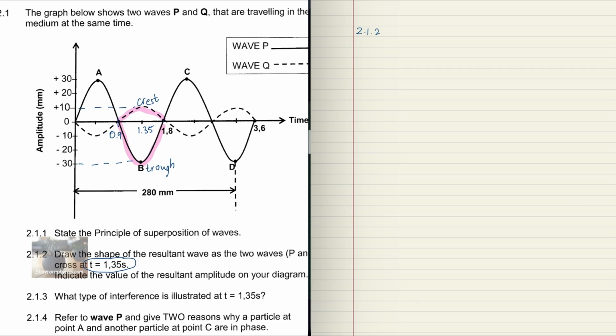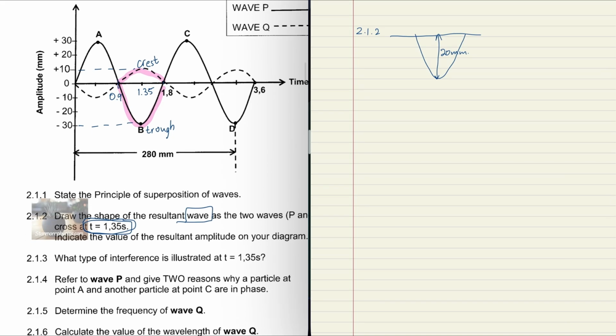So when we draw our answer for 2.1.2, because this side is larger, we are going to have a single pulse that's going to be here, and the amplitude of that pulse is going to be the difference between 30 and 10, which is 20. So that is going to be 20 millimeters. And that's it. I know the question is asking for the resulting wave, but because they've specified a specific time, we only need to draw that.